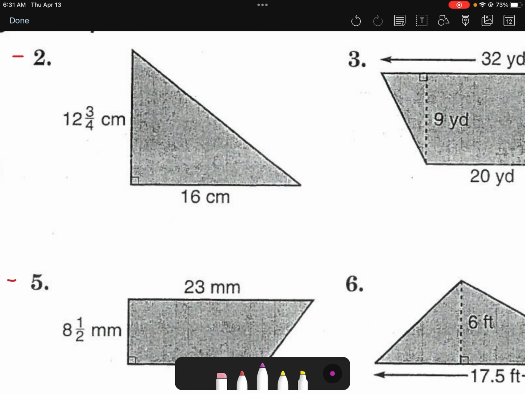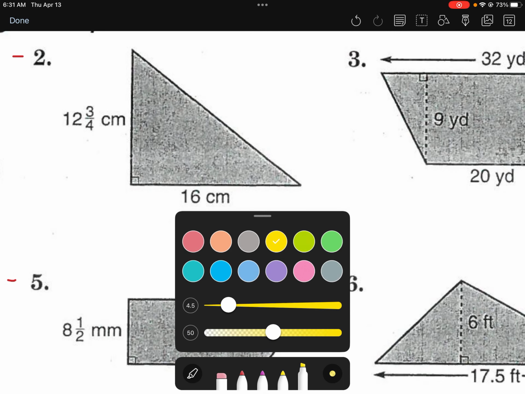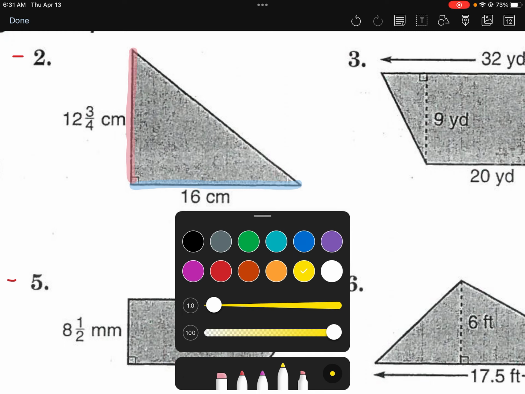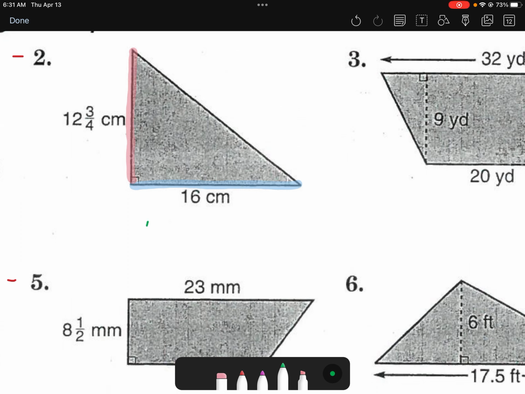Number two, we're going to find the area of this triangle. Now, this is a right triangle. So you can consider that segment the base. You can consider that segment your height. And notice how your height is actually on the triangle. And that's always going to happen in a right triangle.